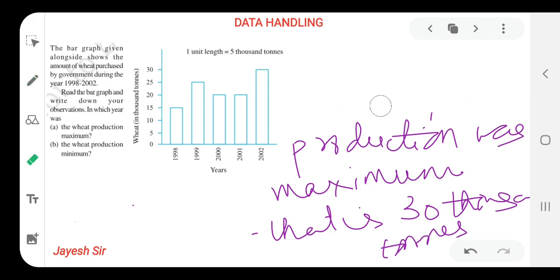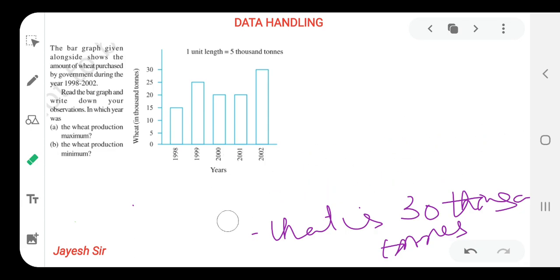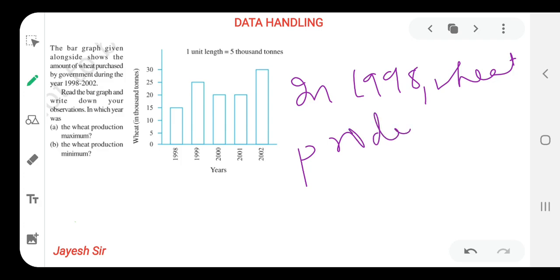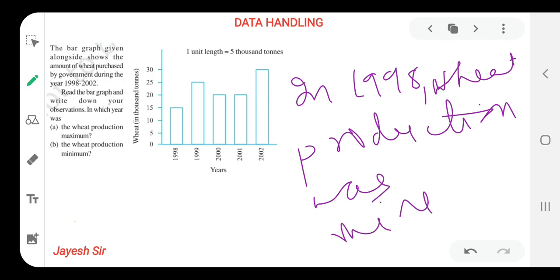Let us begin with the second sum based on this bar graph. The second question: in which year was the wheat production minimum? In the year 1998 the wheat production was minimum. Yes, friends, I hope you are clear with that. So these two questions we needed to answer based on this bar graph.